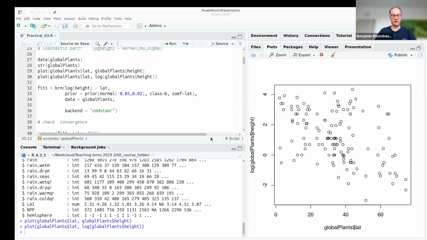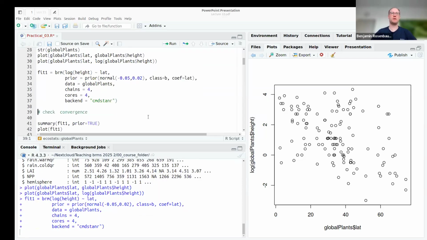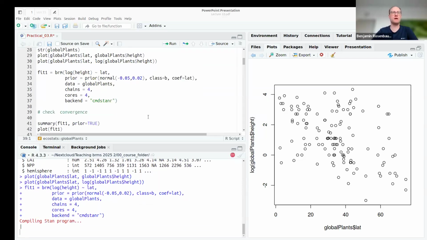Because there was a question before about computation: the default number of chains is 4, but you can also specify this. And by specifying cores equal to 4, I say I'm using 4 CPUs. This means that all the chains are run in parallel, so I don't have to wait that long. This is the most convenient way of speeding up your computation, because nowadays almost all laptops have more than one CPU and we can use them.